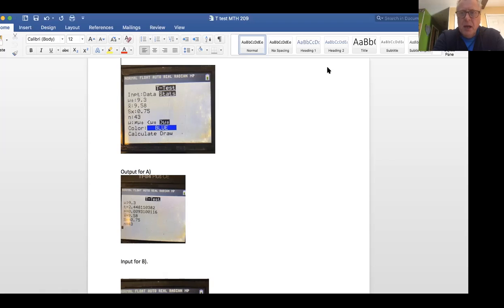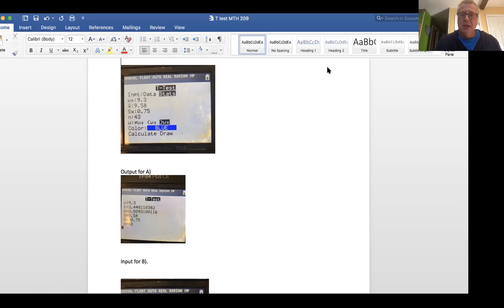Mu0 is the mean in the null hypothesis, so that's 9.3. X bar is the sample mean, that's 9.58. The standard deviation is 0.75, given to us as a sample standard deviation. So note the s, there's a change from the z-test where it had sigma. This is the sample standard deviation. Our sample size is n equals 43.